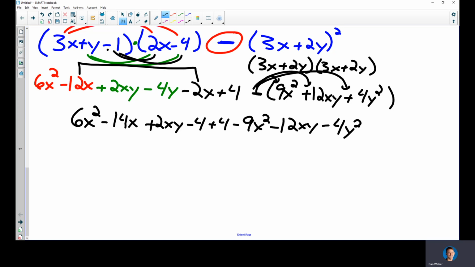Now, all you do is you go along and you combine like terms. Yeah, I understand now. You understand now? Wait, why did I put -4 and then a positive 4? I think the -4 is -4y.